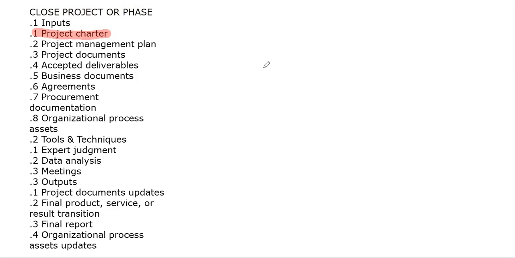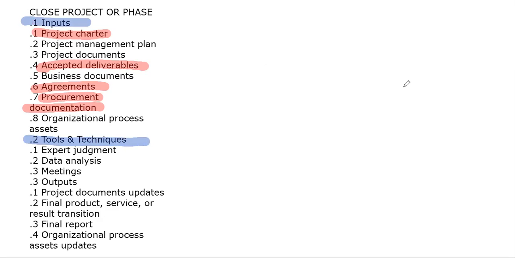Next, we don't see accepted deliverables going into anywhere else. Agreements does not appear in too many places, perhaps 3. Procurement documentation does not appear in too many places. You find that in procurement. And that's that for the inputs, okay? So as far as the inputs, we've taken a look.